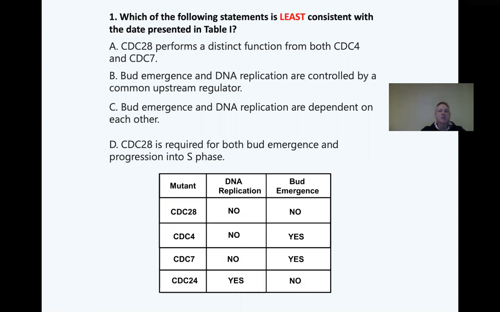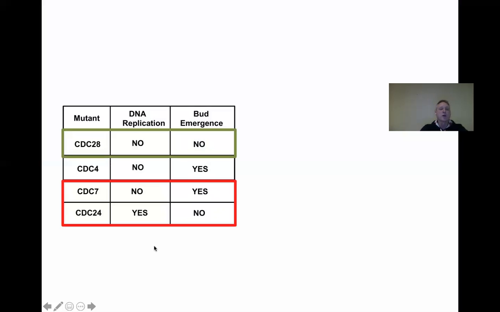And so what we see is a table of Cerevisiae mutants, CDC 28, 4, 7, and 24. And we see the phenotypes of either replication or bud emergence, and we have 4 answers that we have to go through. So the first thing to do when you see data tables is to mark the differences and similarities. And you immediately see that CDC 28 can neither replicate nor form buds. But CDC 7 and CDC 24, they can either replicate and not form a bud, or not form a bud and replicate. So there's distinct differences between the phenotypes of these cell division cycle mutants.